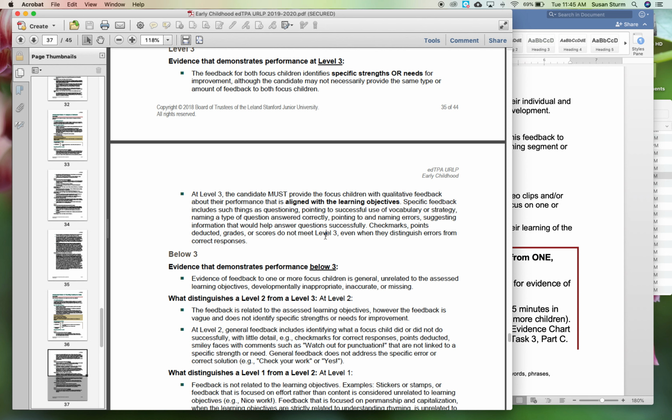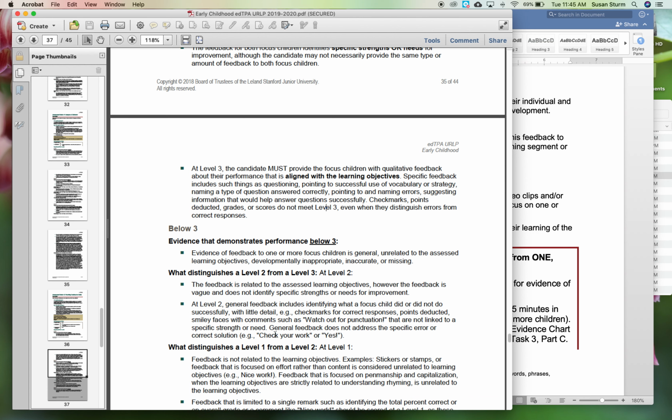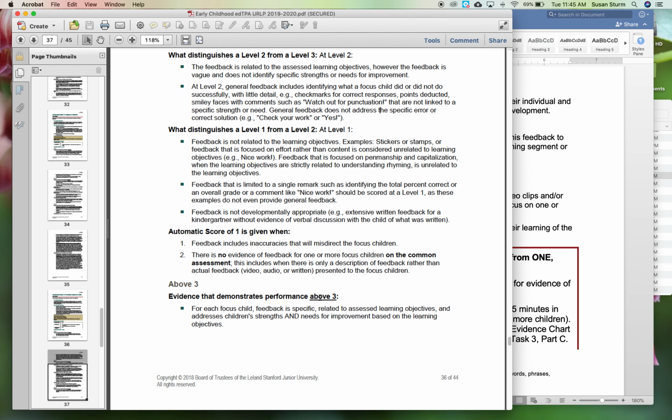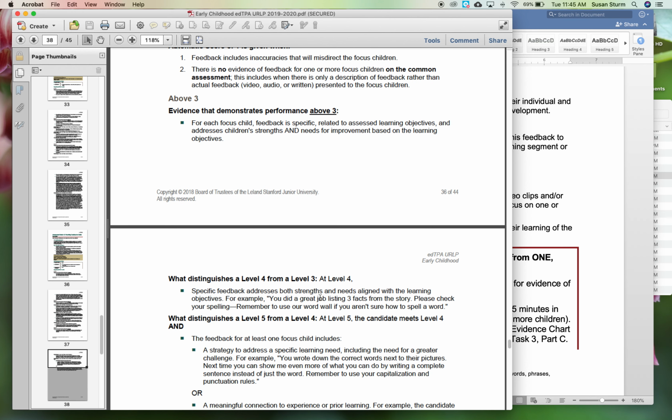If you just give them a 3 out of 4 and you don't explain qualitatively, you will get a level 2. So at a level 2, you're just saying things like check marks for correct responses, a loss of points, smiley faces with comments like watch out for punctuation that's not linked to a specific strength or need. So this would be general feedback like check your work or yes. Those are superficial levels of feedback, and you want to go beyond them with your students for this task.